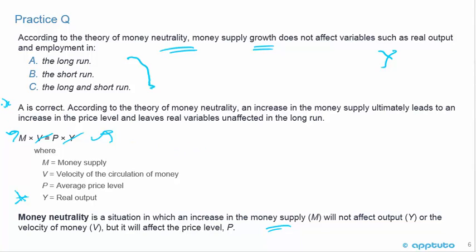And A is correct. It's in the long run. So according to the theory of money neutrality, an increase in the money supply ultimately leads to an increase in the price level and leaves real variables unaffected in the long run. So there you go, it's talking about the long run. So fool me once, shame on you. Fool me twice, shame on me. If you get a question like this about the short run or the long run, you're not going to get it wrong, okay?